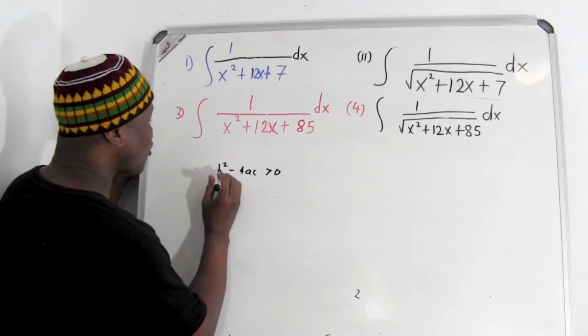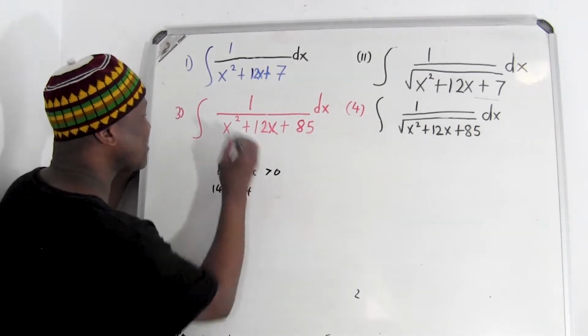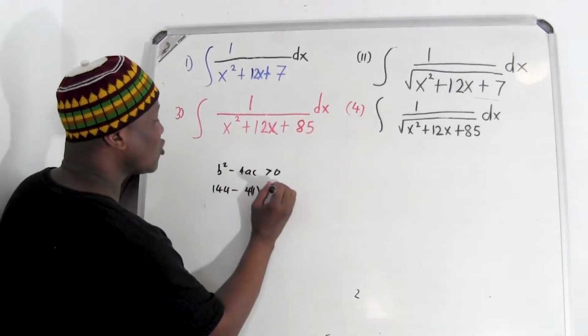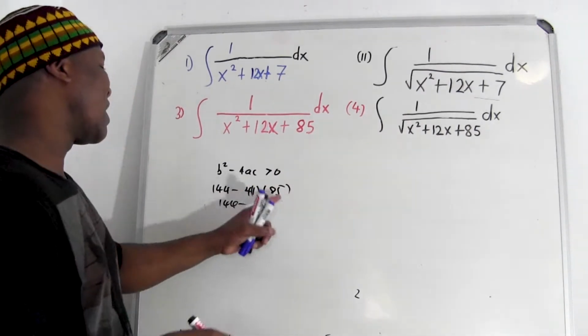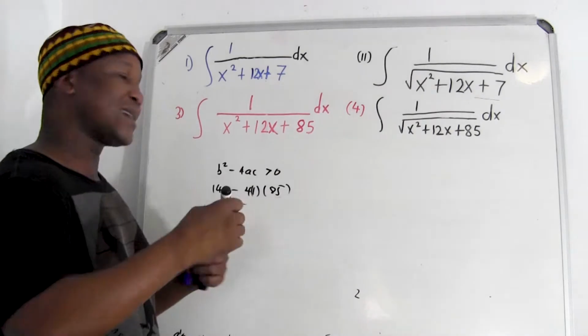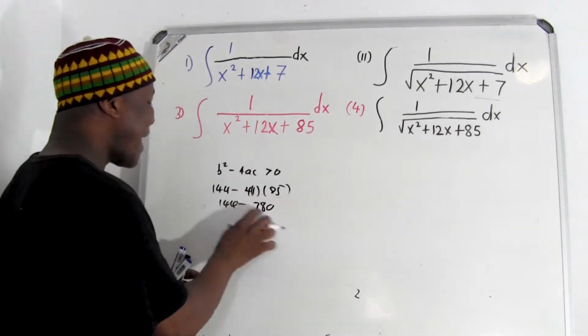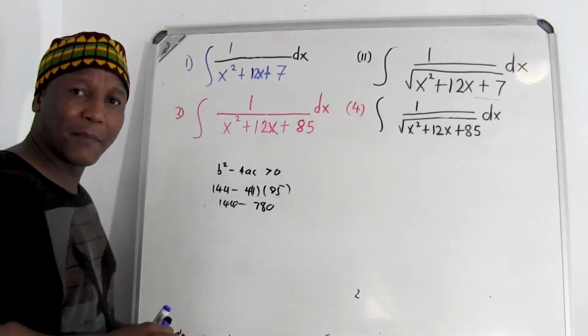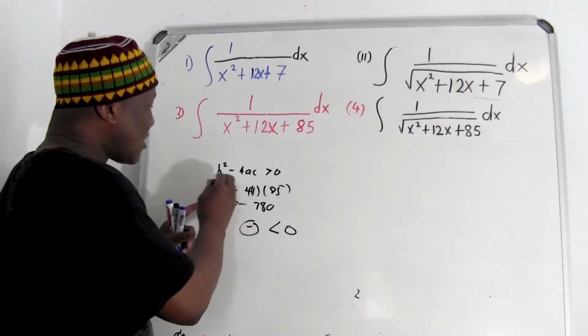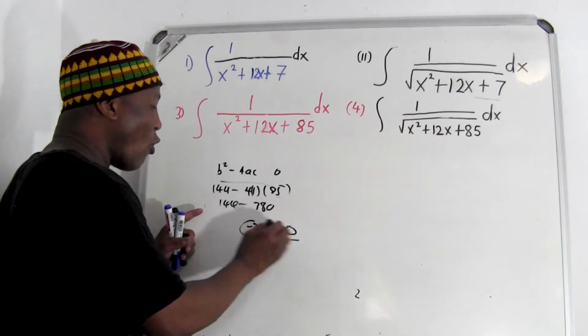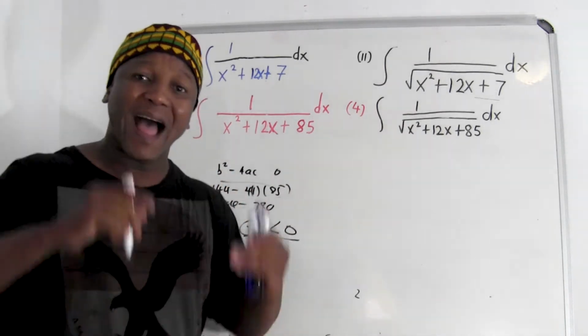b is 12. 12 squared is 144 minus 4 times a equal to 1, and then times c equal to 85. So this is 144 minus a very big number, because 4 times 85 is 340. So by any means this value is going to be a negative number, which is less than 0. So we know the roots are imaginary.